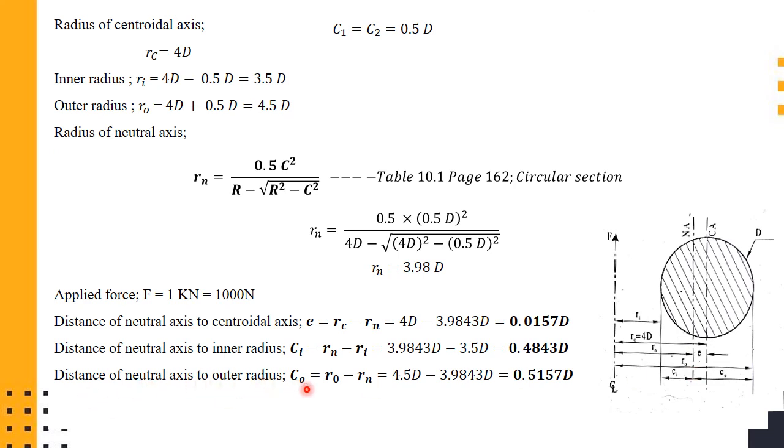and the distance of the neutral axis to the outer radius, Co, is Ro minus Rn. That will give you the value for Co. Or else you can do it simply: if you calculate Ci, then D minus Ci will also give you the Co value. And the area of cross section, you know, is pi by 4 D square, since it is a circular cross section. We need that for the further solution.